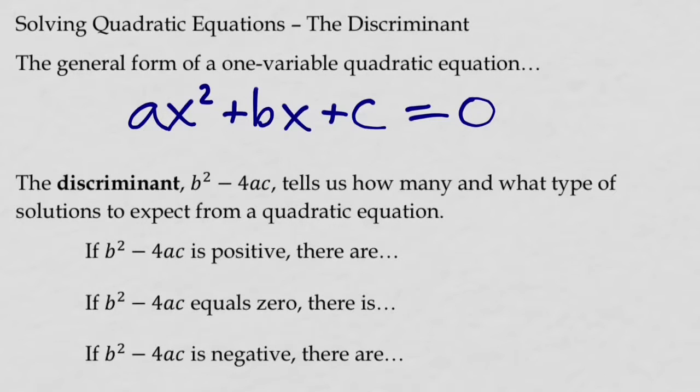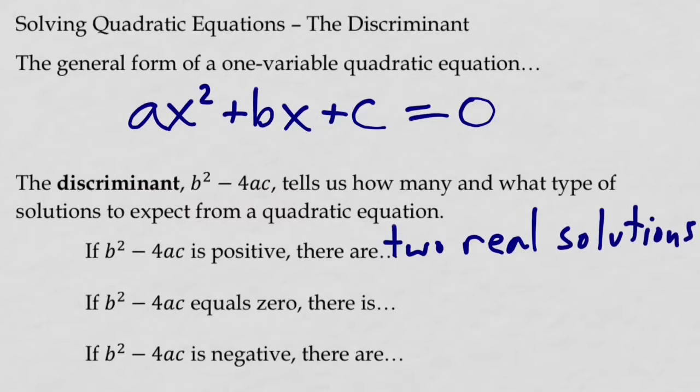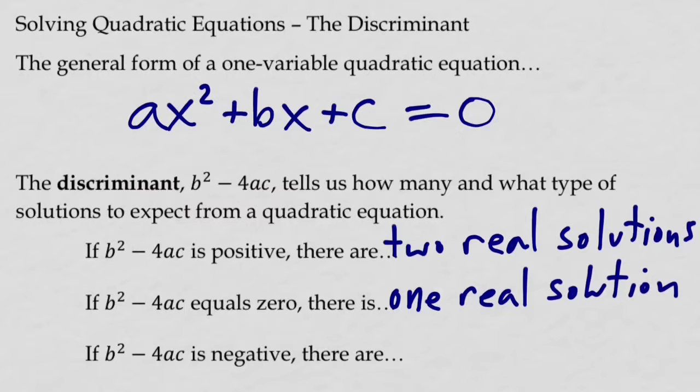In particular, the discriminant is the value of b squared minus 4ac, and the value of that expression will tell us how many and what type of solutions to expect from the quadratic equation. If the discriminant is positive, there will be 2 real solutions. If the discriminant equals 0, there will be 1 real solution. And if the discriminant is negative, there will be 2 complex solutions.